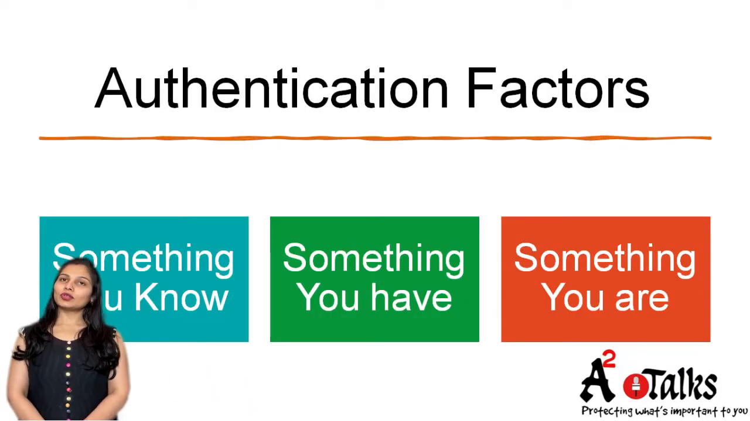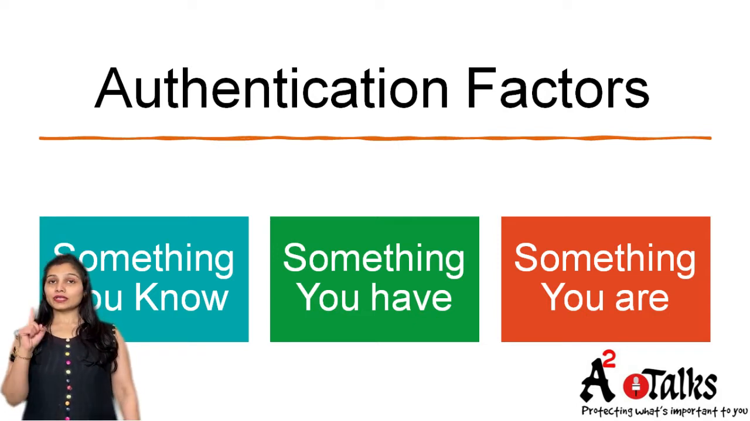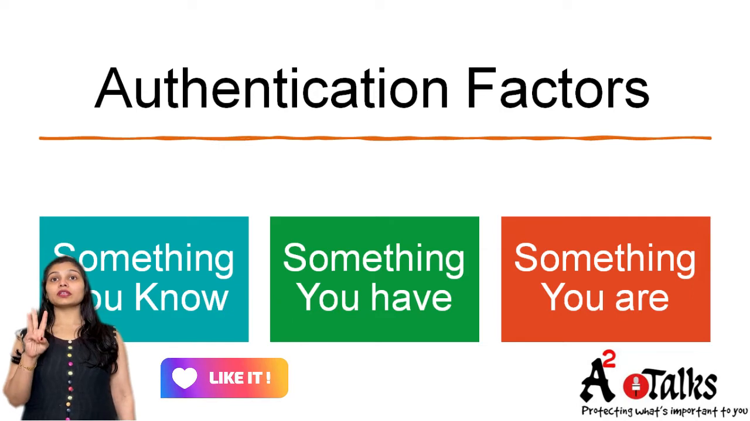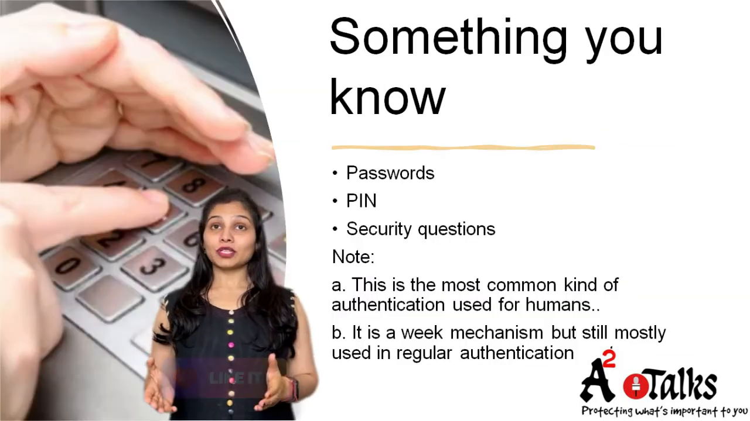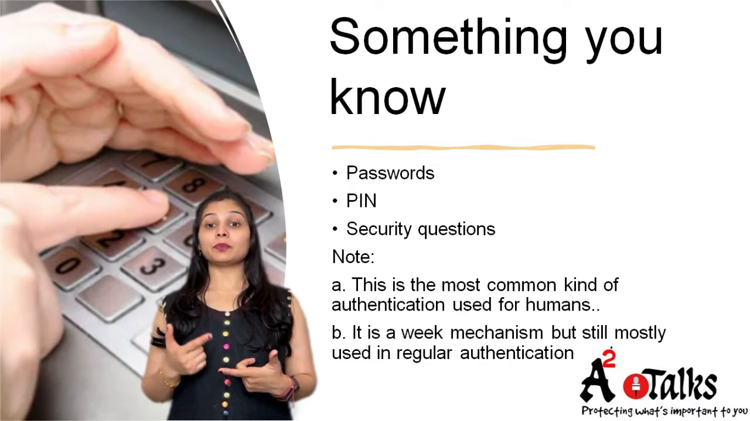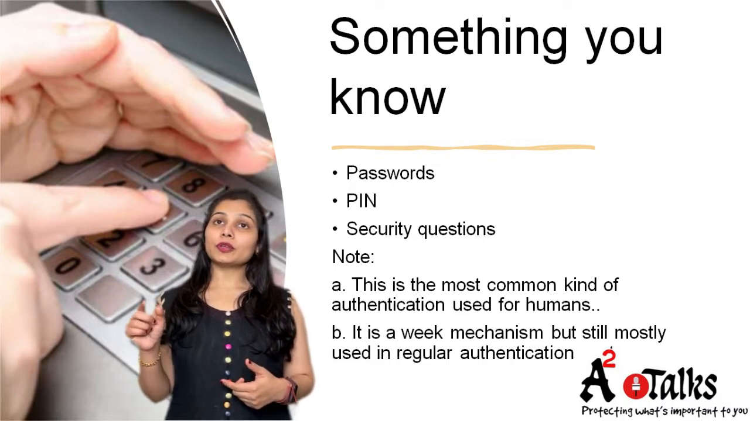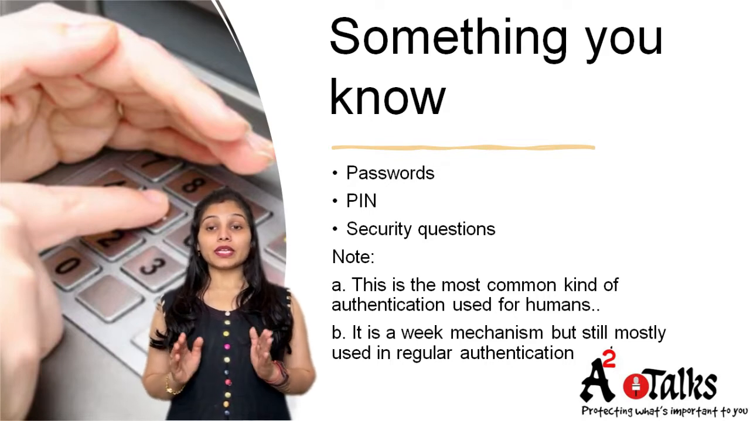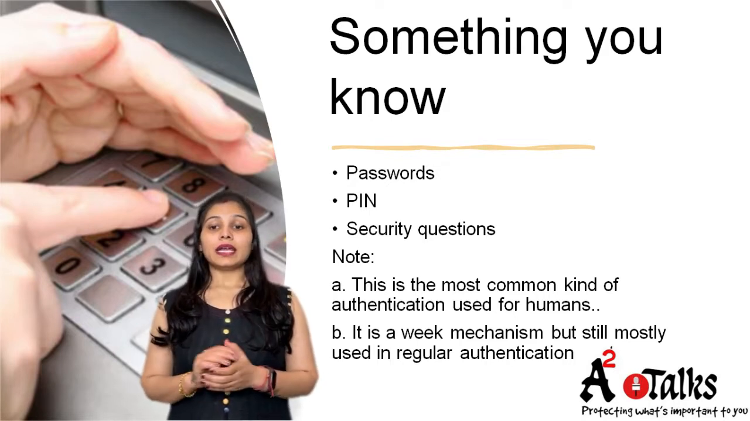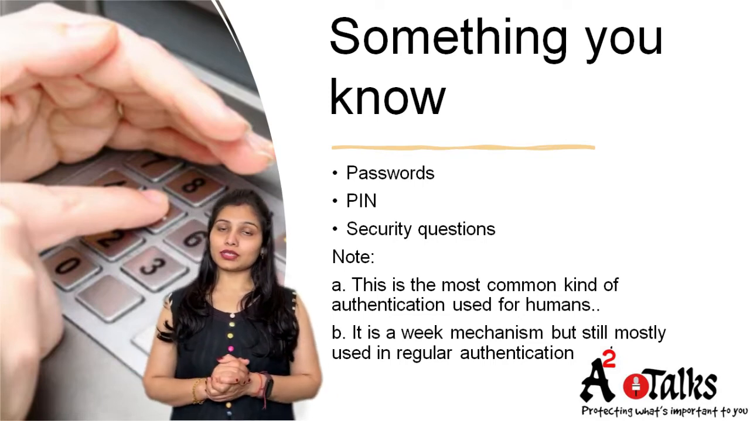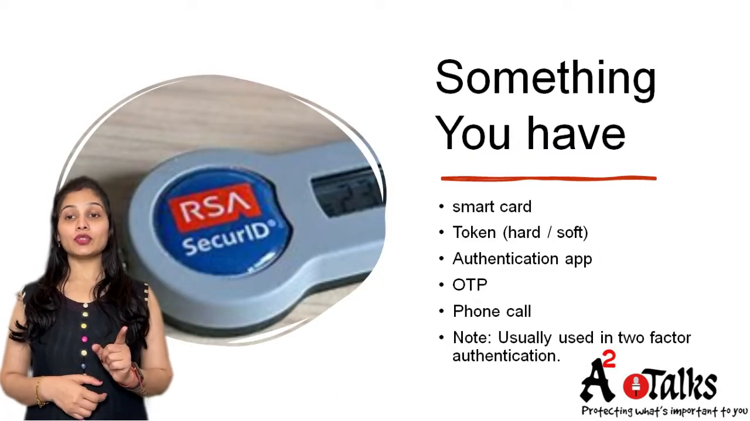Let's discuss the authentication factors. There are three main authentication factors: first is something you know, second is something you are, and third is something you have. Something you know might be a pattern, password, PIN, or any security pattern. Mostly we use it on our phones. But this is a very common method and a very weak mechanism, but it is still used in regular authentication.